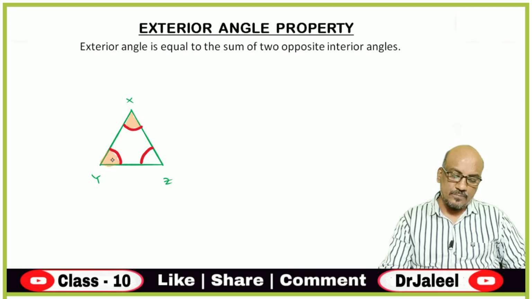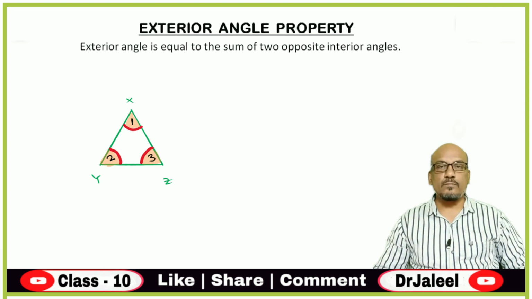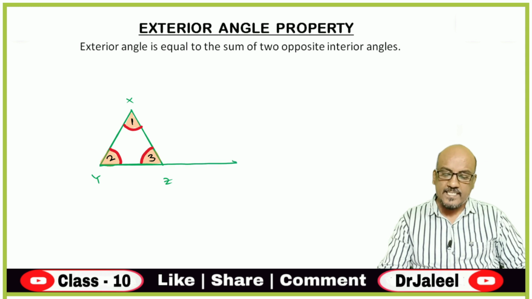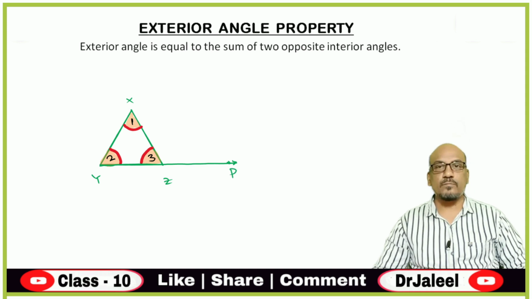This is X, Y and Z. Even we can name them as 1, 2, 3. We call them interior angles because they are inside. Then what is exterior angle? Suppose this YZ side is there. I am extending it to point called P.